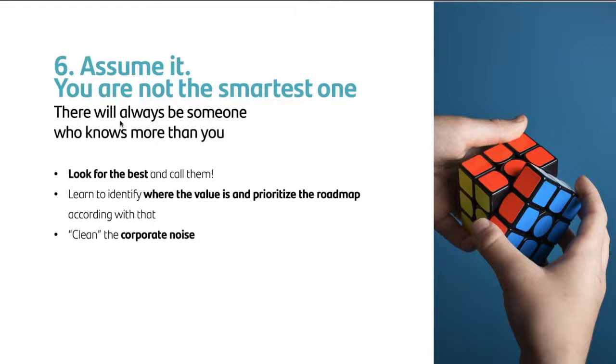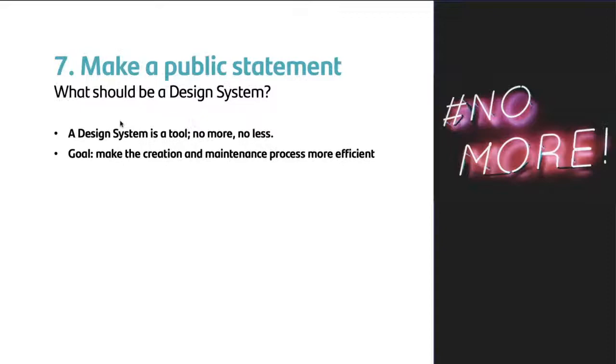You have to prioritize that roadmap, and you have to help your team to clean their corporate noise. You have to keep them aside from all those political noises that are going to arise during the whole process. The seventh is about making a public statement.